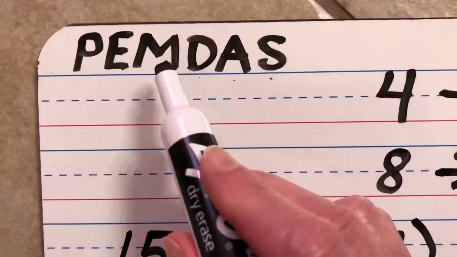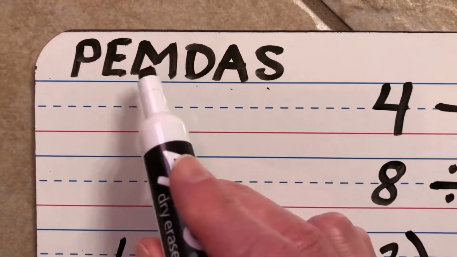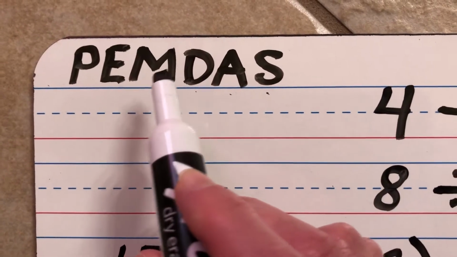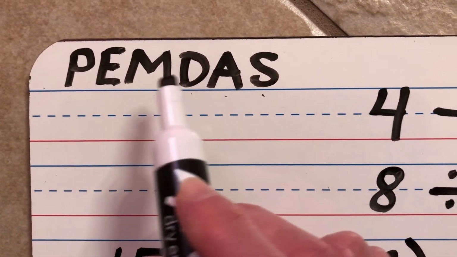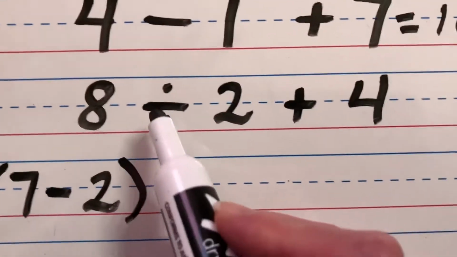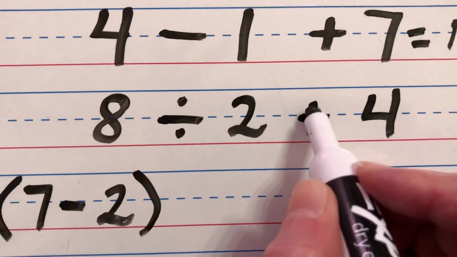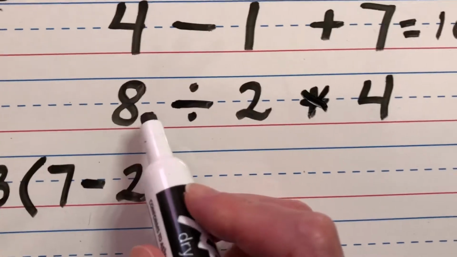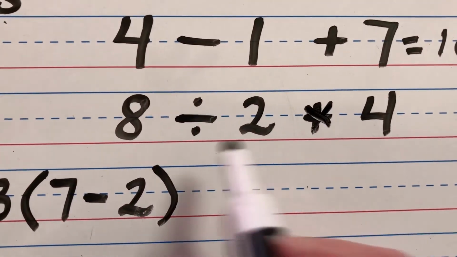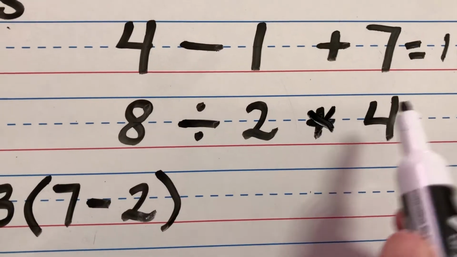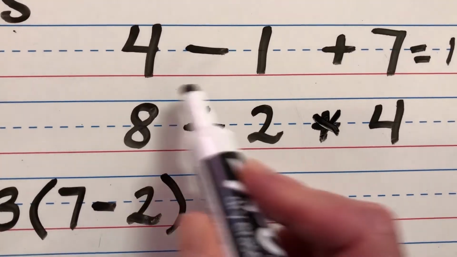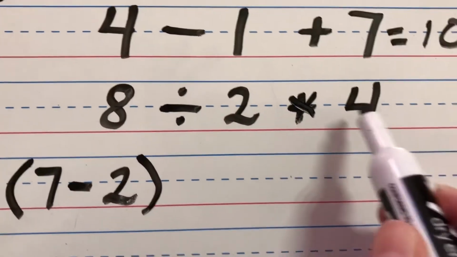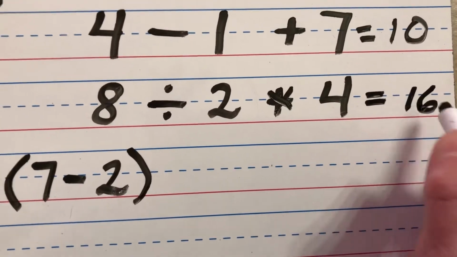This is also true for multiplication and division. Here, it looks like multiplication would come first, but you always want to work from left to right once you get it down to just multiplication and division. So in this case, let's make this a multiplication, which you can write with a star or a dot. When you have all division and multiplication, you're going to go from left to right. So do this first. 8 divided by 2 is 4. Then do the multiplication. 4 times 4 is 16.